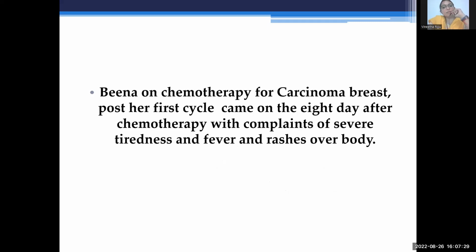Bina, on chemotherapy for carcinoma breast, post her first cycle, comes to you on the 8th day after the chemo with complaints of severe tiredness, fever, and rashes over the body. What is this? Chemo, 8th day, tiredness, fever, rashes. What are we looking at? Which emergency are we looking at?